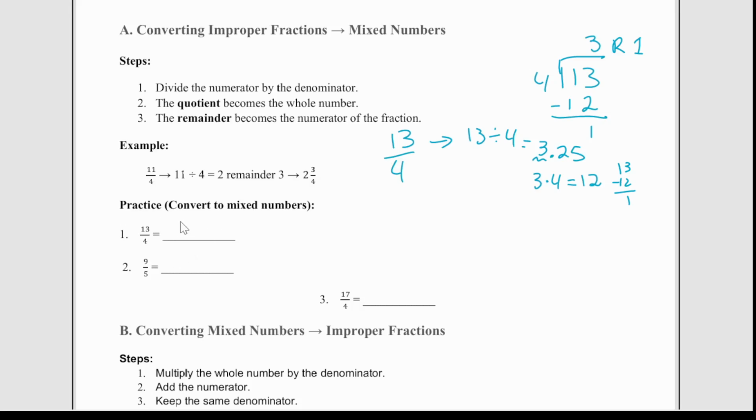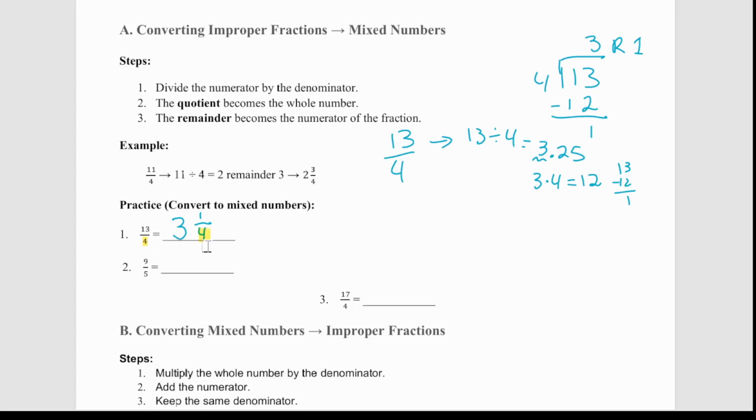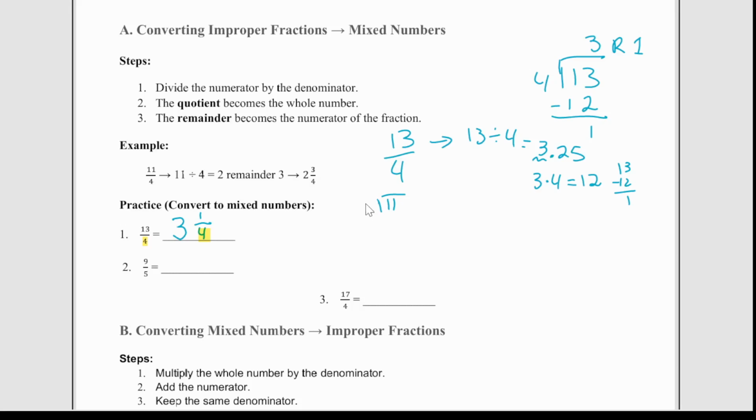So here, since this is 3 with a remainder of 1, that means 3 is going to be the whole number, and then 1/4 would be the fraction part. How did I know to put it over 4? Because we were dividing by 4 in the first place. So you're just going to keep that denominator the same. Same deal here. If I have 11/4, if I do 11 divided by 4, 4 goes into 11 2 times. 2 times 4 is 8. The remainder is 3. That's why we end up with 2 3/4 whenever we do that division.